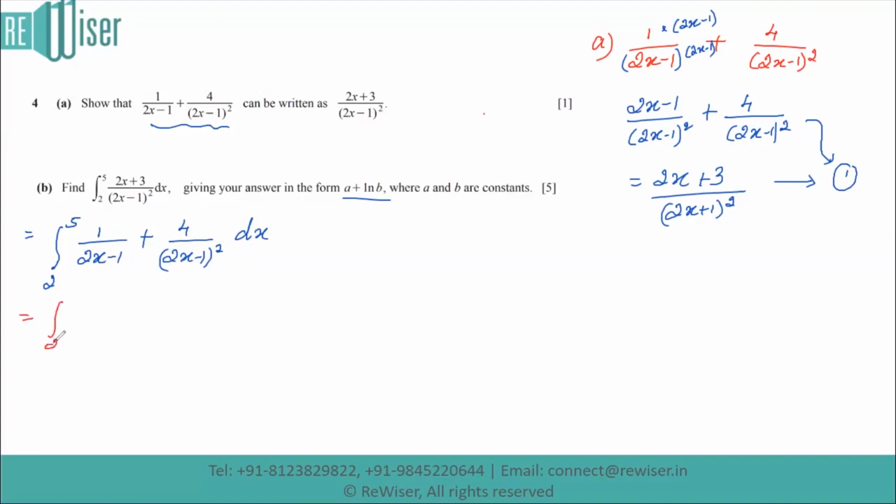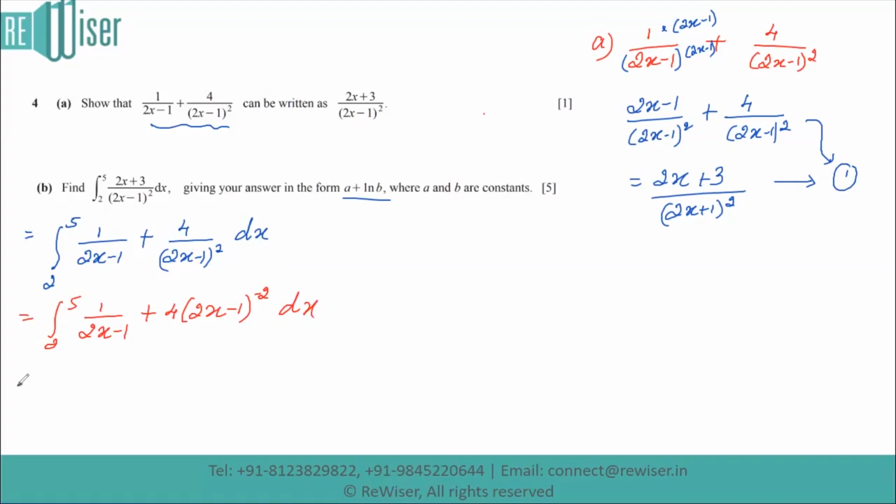For the integral from 2 to 5 of the first term, I'm not going to take it to the numerator because we have the direct integration rule for 1 over a linear function. Plus this is going to be 4 into, whenever I have a positive power in the denominator and you take it to the numerator, it will become a negative exponent, dx.